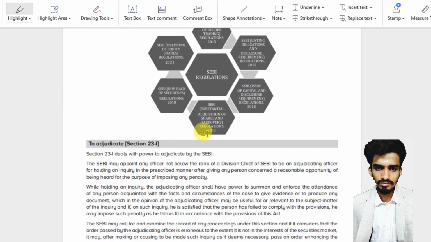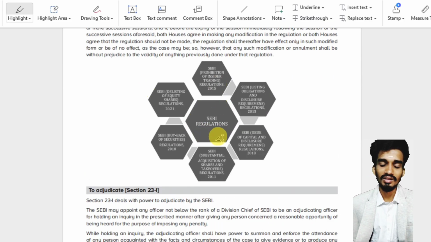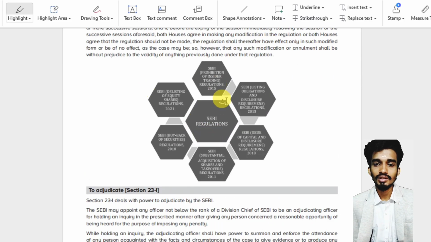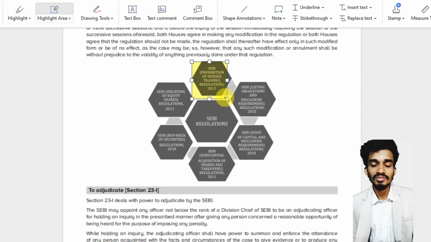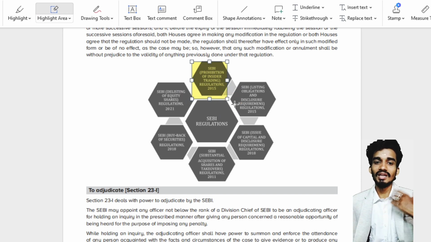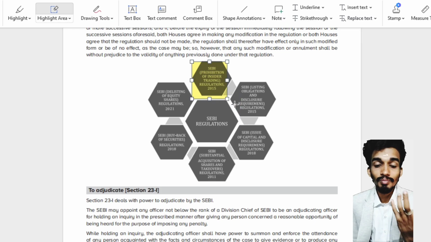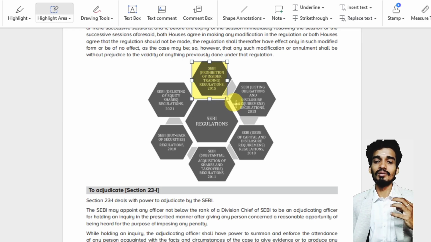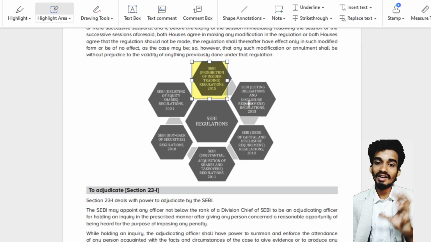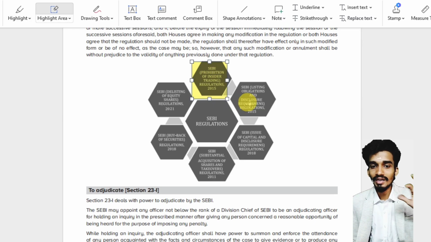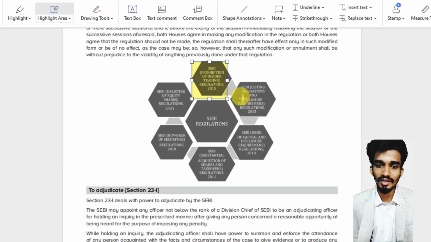SEBI has further regulations. One is insider trading. This regulation talks about preventing insider trading. Any insider member having unpublished price sensitive information, UPSI, could trade with that information. So to maintain equality among the investors, this regulation has been enacted.